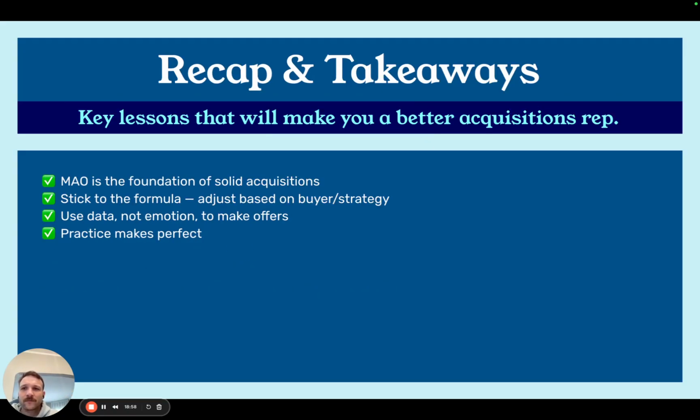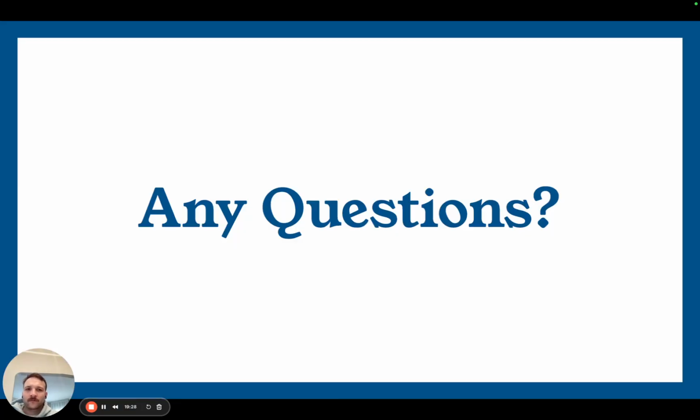So recap, takeaways: MAO is a foundation of solid acquisitions. We need to know the MAO first and foremost. We have to stick to the formula. We need to use data, again, not emotion. We need to have comps to support our pricing for the property, and you'll get better at this over time. Practice makes perfect. So as you comp more properties, you'll be more comfortable and have a good idea of what the ARV in an area is.